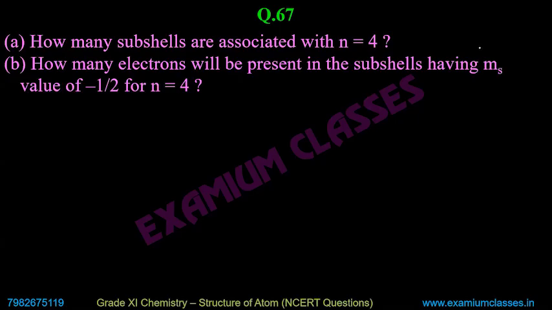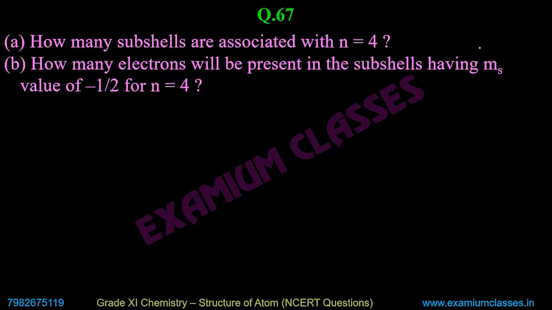Next part. Who is going to tell me the answer? How many electrons will be present in the subshells having ms value of minus half for n equals 4? Okay, Lemuel, tell me the answer. Sir, 1 electron. Okay. Azan, tell me the answer. Sir, 8. No. Amir, tell me the answer. Sir, 16.